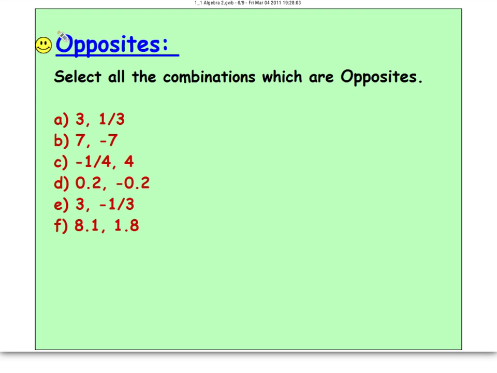I want to do a little bit more number vocab. So let's talk about opposites. Select all the combinations that are opposites. Be careful if you hear the word opposites in class. If it was 15 degrees outside right now, what's the opposite of that? Would be colder, negative 15 degrees. So opposite just means the sign changes. So A is not true, B is. C is not true, D is. E is not true, nor is F true. So there's only two of these that represent opposites.